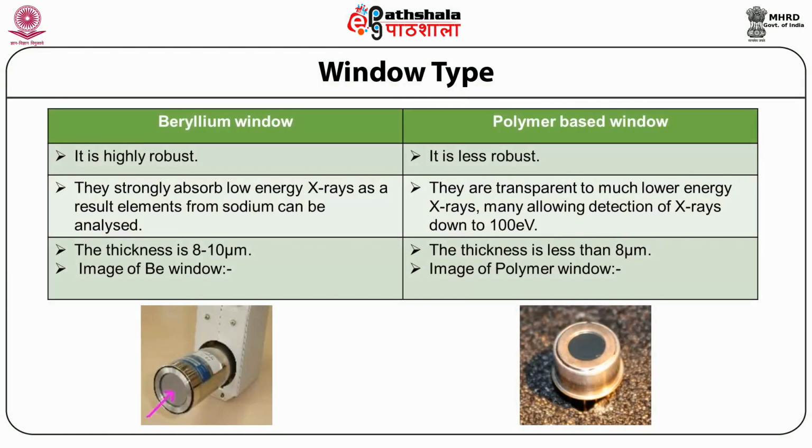This shows a comparison between the beryllium window and the polymer based window. The beryllium window types are highly robust, and they strongly absorb low energy X-rays. As a result, elements from sodium onwards can be analyzed. The thickness is about 8 to 10 micrometers. The polymer based windows are less robust, and they are transparent to much lower energy X-rays, mainly allowing detection of X-rays down to 100 electron volts. The thickness is less than 8 micrometers.